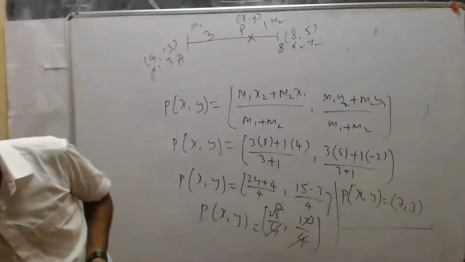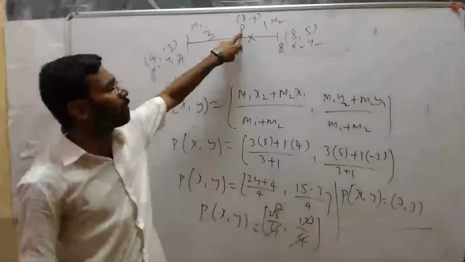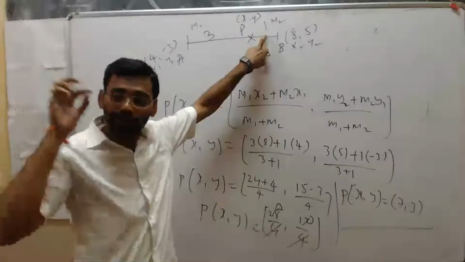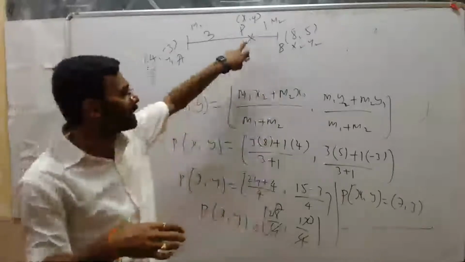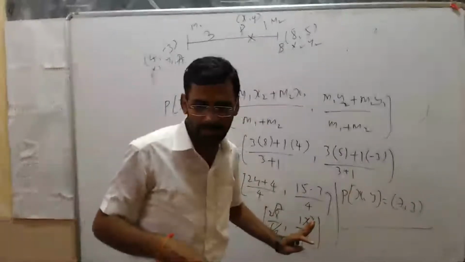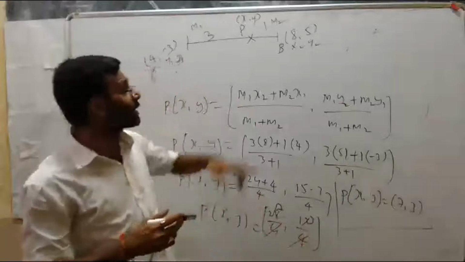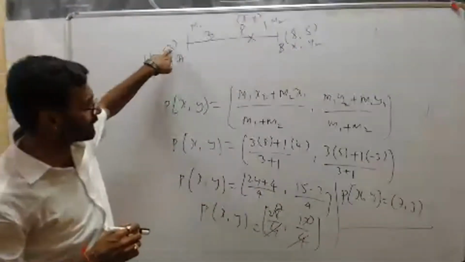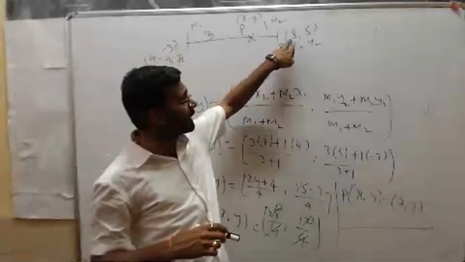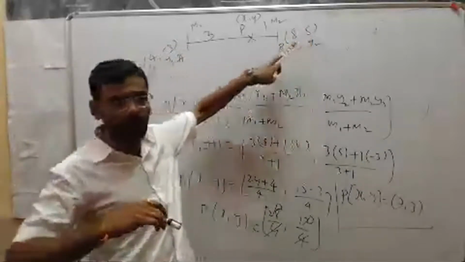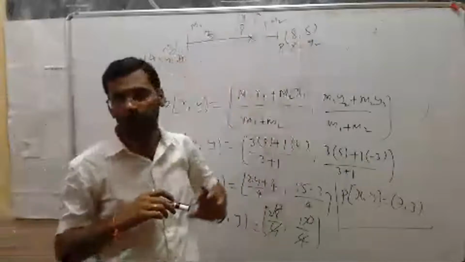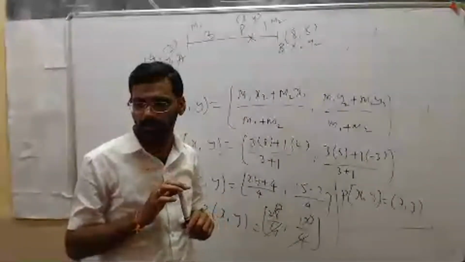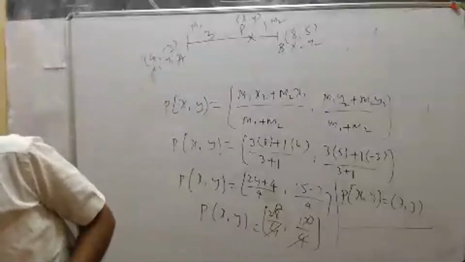It means the point P divides the line segment in the ratio 3 raised to 1, and the coordinates of that dividing point are 7 comma 3. If the coordinates of P are 7 comma 3, and A is 4 comma minus 3 and B is 8 comma 5, it divides in which ratio? 3 raised to 1. Okay. Then the seventh example.